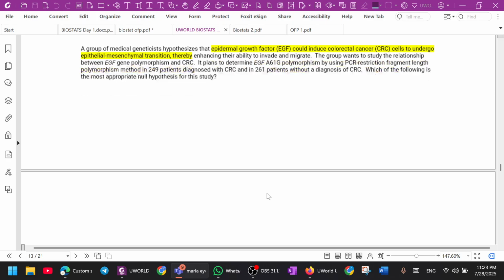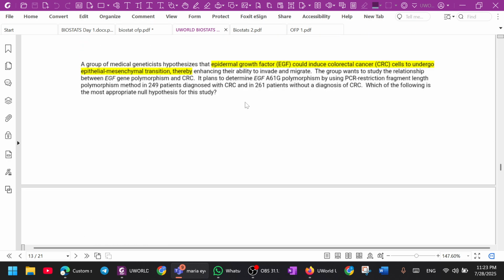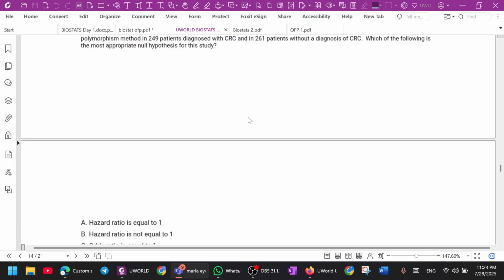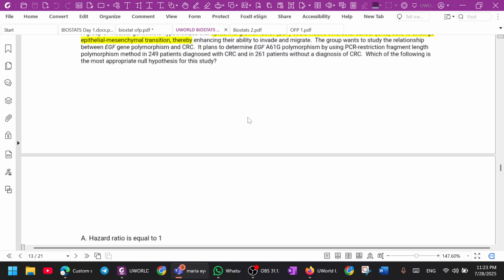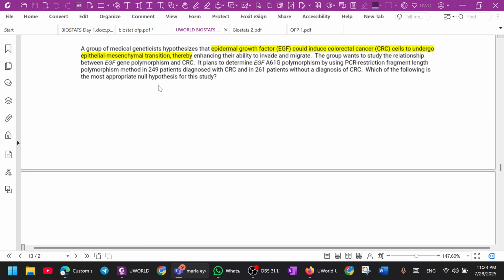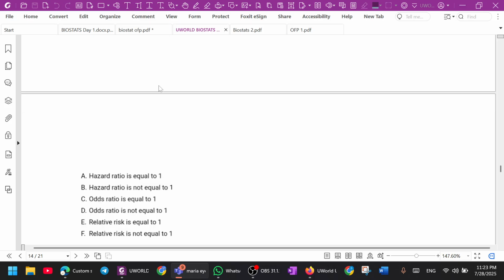Exposure. Is it a cohort study? You think it's cohort? Okay, so what would be the answer? Relative risk, and as the most appropriate null hypothesis, then it is not equal to 1. Okay, relative risk is not equal to 1.